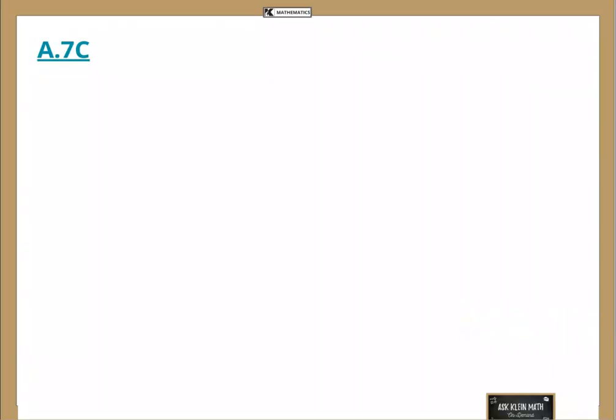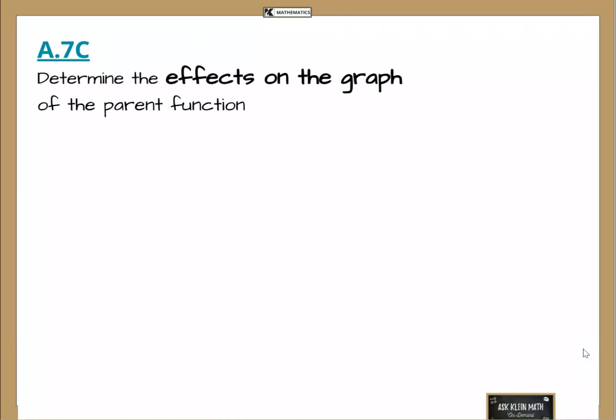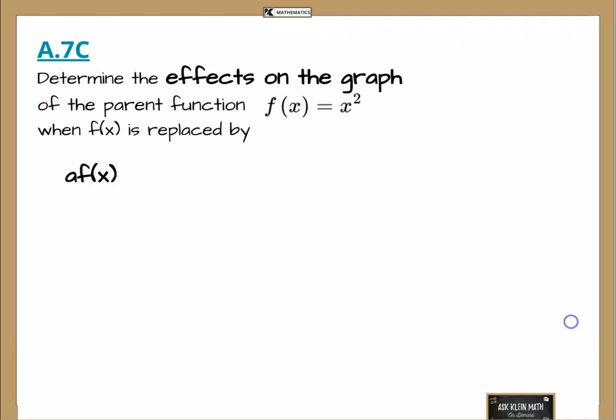We are going to focus today on the part of A.7C that discusses determining the effects on the graph of the parent function f of x equals x squared. We're going to talk about f of x being replaced by a f of x, where the number is in front, f of x plus d, where the number is at the end, f of x minus c, when the term is in the middle of the parentheses, and f of bx, when there's a number in front of the x.